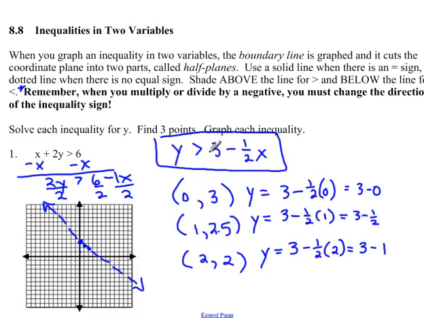Okay, well look at the inequality that you've solved for y. That's greater than, okay, that's a greater than. That means we're going to shade above. So you're going to shade the entire side of the line that we consider above. And that's graphing an inequality. Let's do one more example.